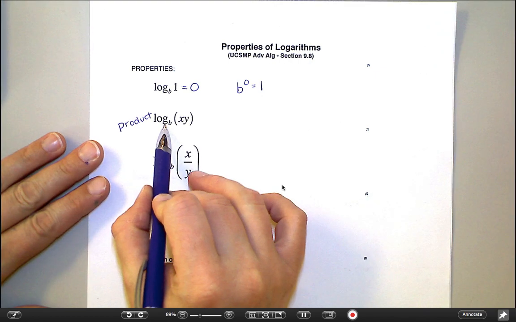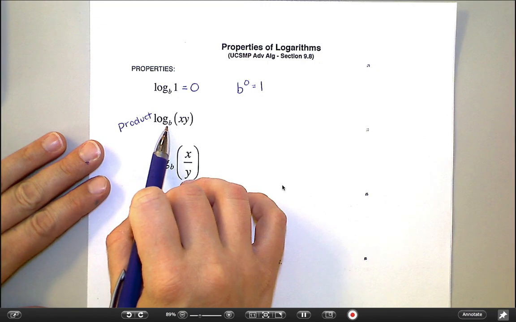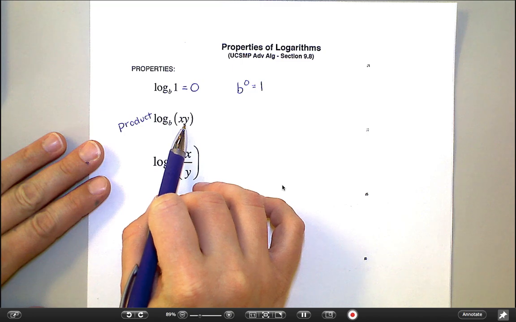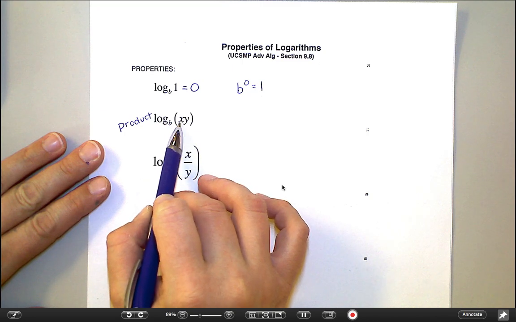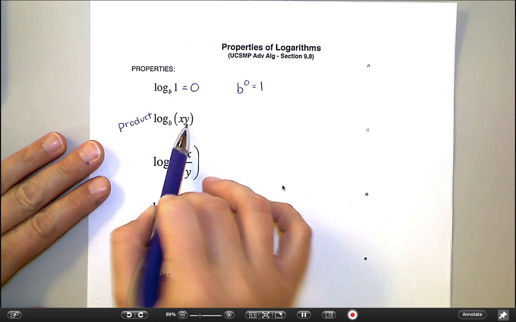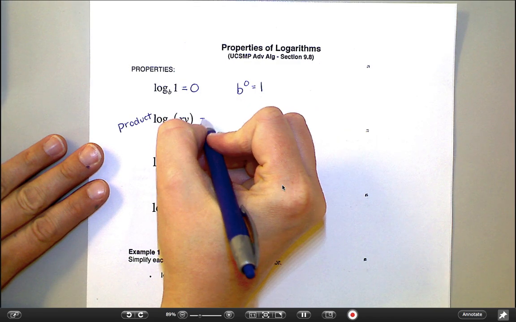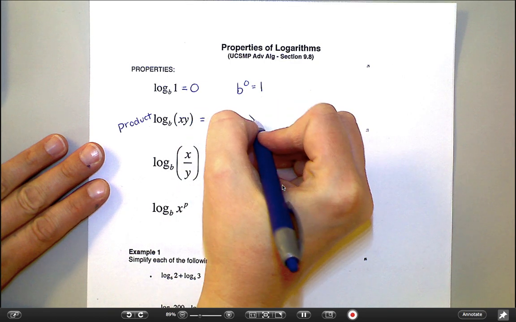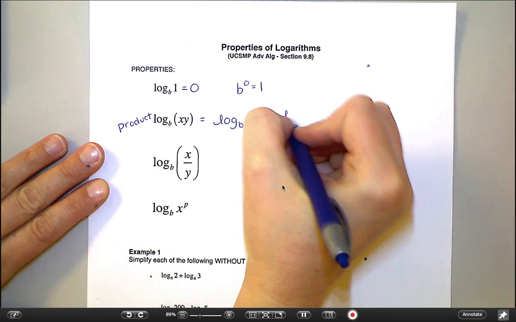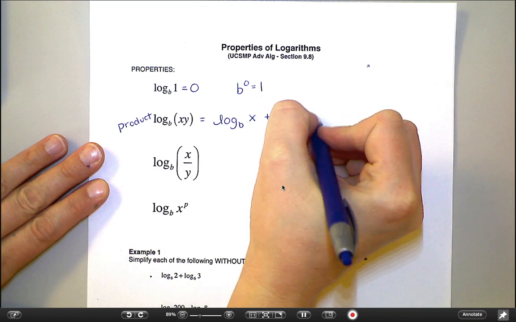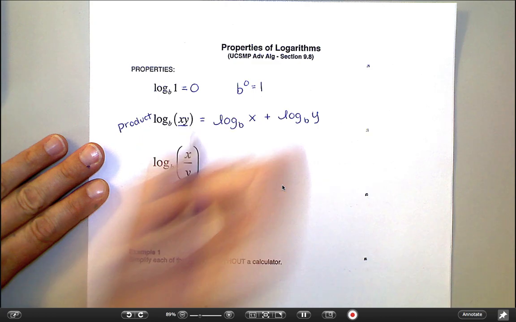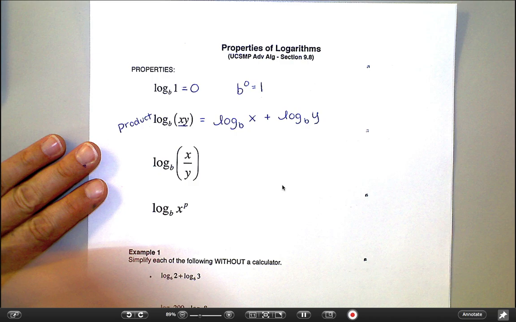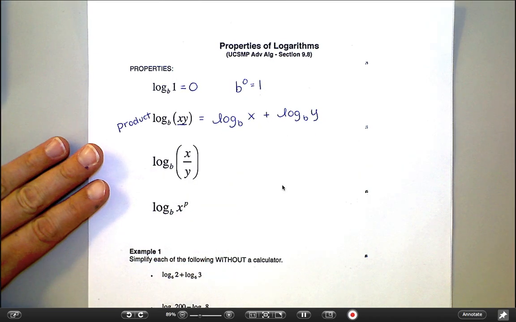So if you take the log, and it doesn't matter what base you're talking about, if you take the log of two things that are being multiplied together, you can separate it and do the log of each one of them individually, but it would become an addition problem. So this would become log base b of x plus log base b of y. Okay, so you can separate the x and the y, but you don't just do the log of each one and then multiply them. It would be the log of each one and then added together.